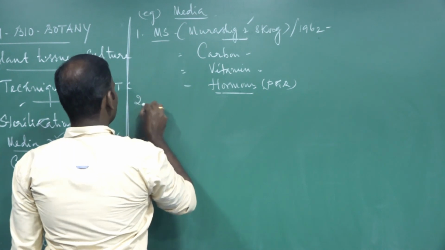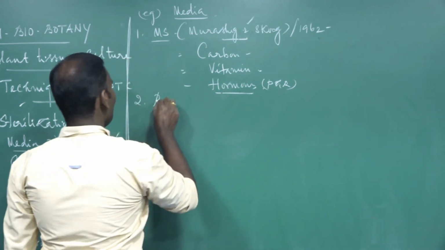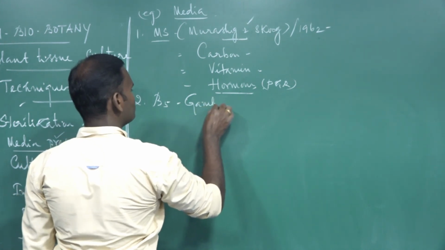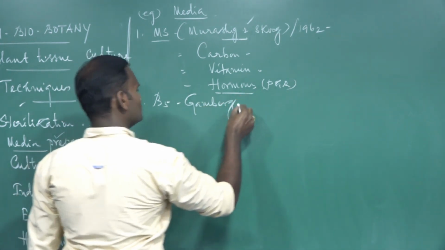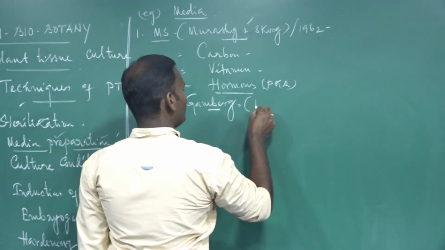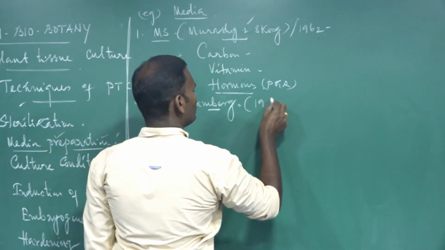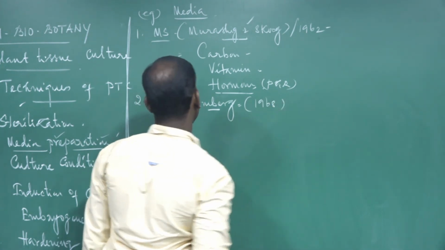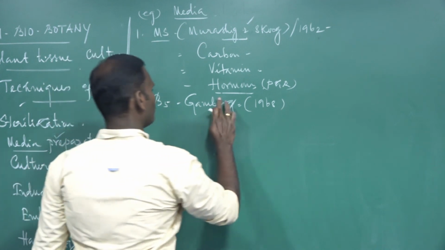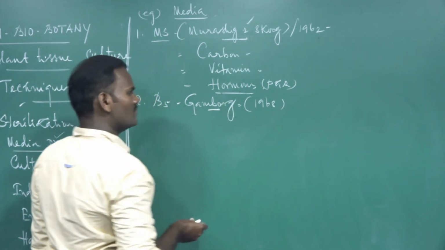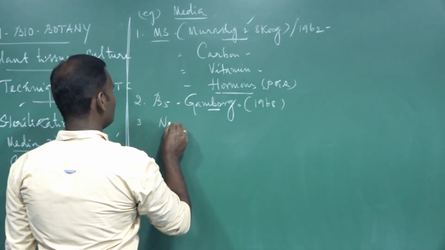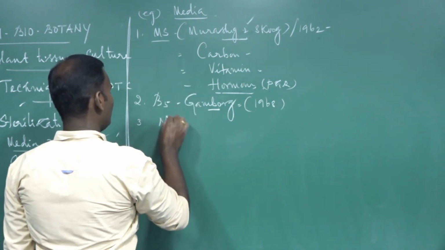Then the second medium, B5 medium. It is also called Gamborg medium. It was developed by Gamborg in the year 1968. Then the third one is N medium. It is also called Nitsch medium.